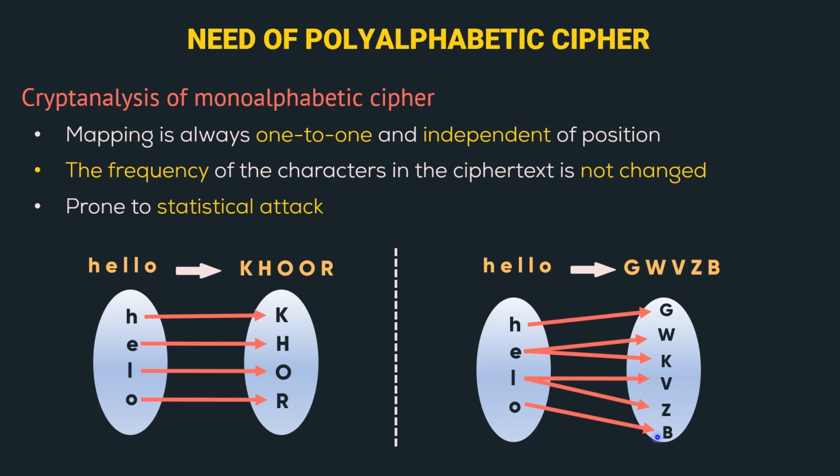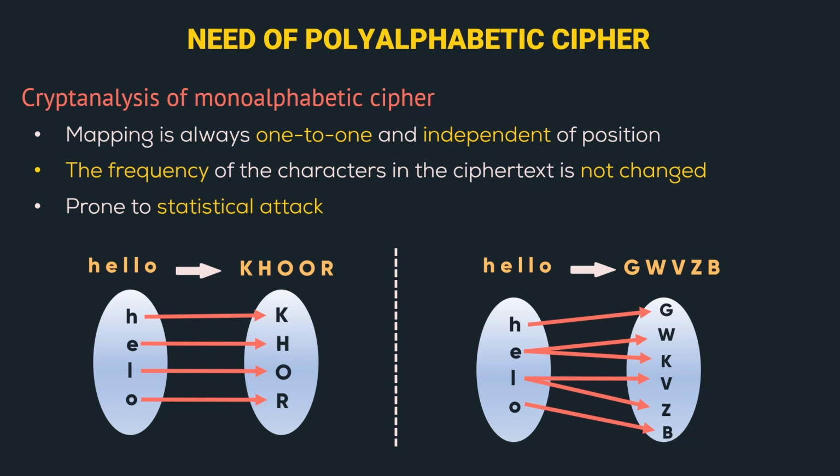So we can see there is one-to-many mapping in a polyalphabetic cipher. And we can observe the same in the given example. Here the letter L is replaced by 2 different alphabets, that are V and Z. And because of this, the frequency is changed in the cipher text. And this is the reason why we need a polyalphabetic cipher.